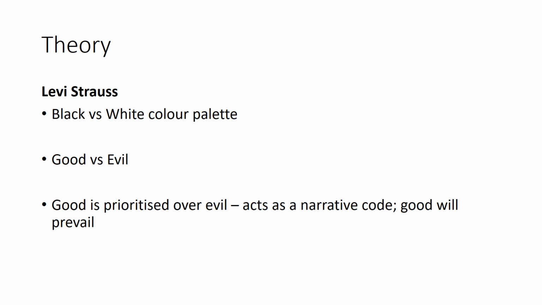One further theory we might consider is Levi-Strauss's theory of binary oppositions. Identifying the oppositions is one thing, but it's how those oppositions are structured which is important in creating meaning. Here we have the black versus white colour palette, a suggestion of a binary between good and evil. But what is important is that the good, the white of Bond, is in the foreground, and that means that good is prioritised over evil.